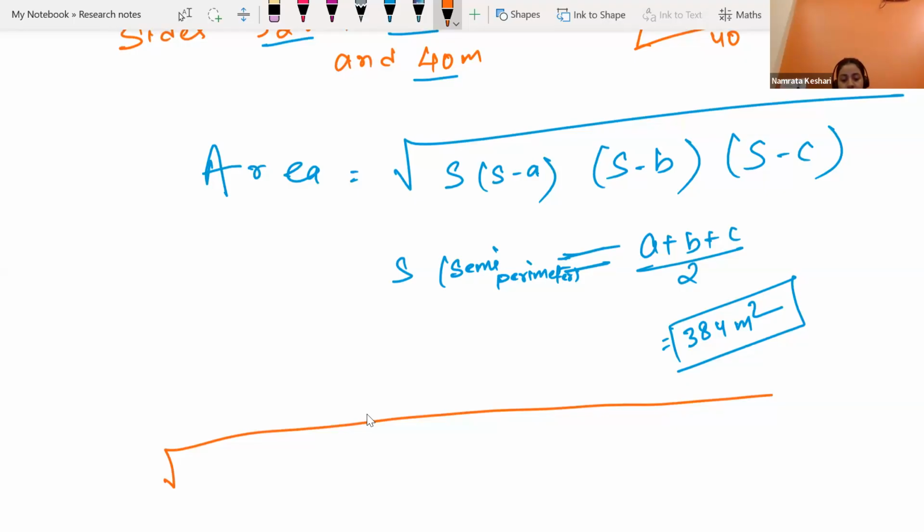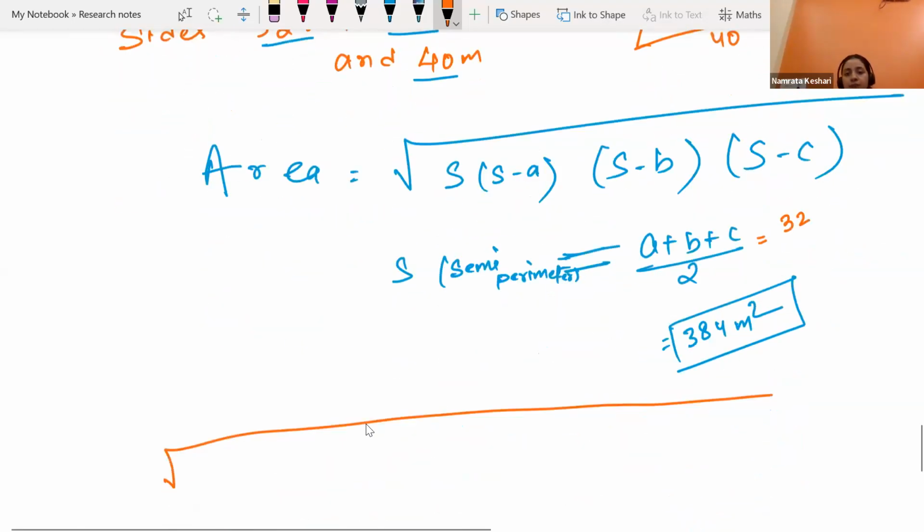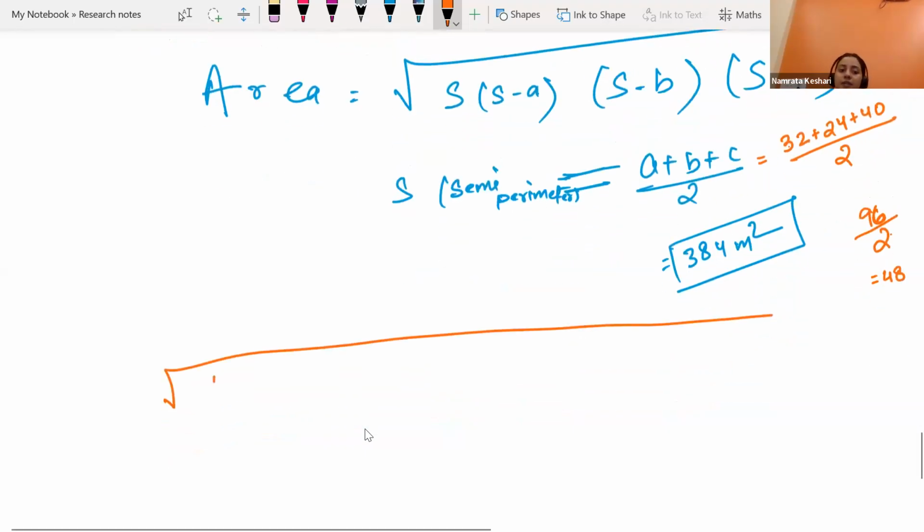Ma'am, what if we substitute the values first, like S minus A, then S minus B, then S minus C, and then put the values in the root? Yes. Then we will find what S is. S is just the addition of all: 32 plus 24 plus 40, that is 96, divided by 2, that is 48. So S we are getting 48.